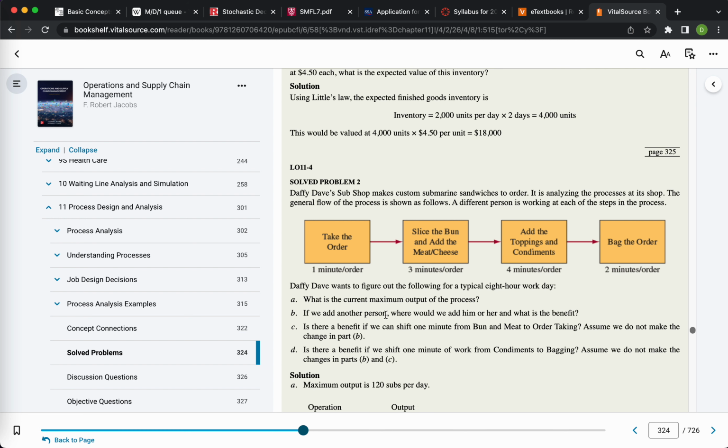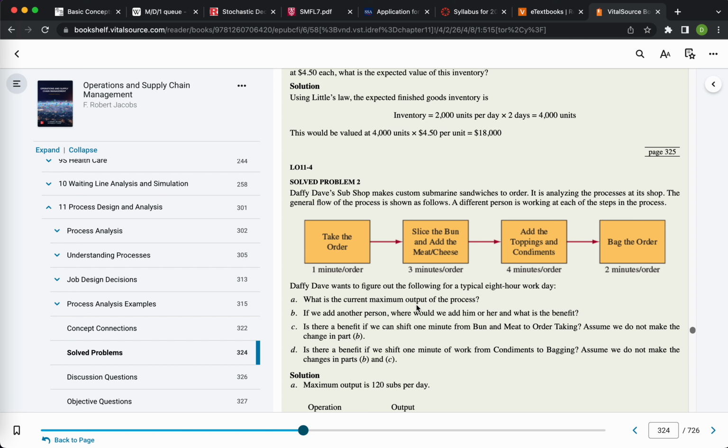Say, for example, if you look at Daffy Dave's sub shop, there are 4 steps in this process. You first take the order; you make sub sandwiches. It's 1 minute to take the order. Then you slice the bun and add meat and cheese, and that takes 3 minutes per order. And finally, you add the toppings and condiments, which takes 4 minutes per order. And finally, you bag the order, which takes 2 minutes per order, right? So if you want to calculate the current maximum output for this process, how do you calculate that?